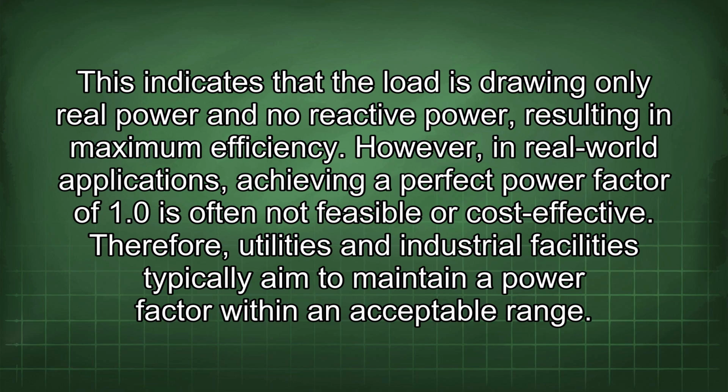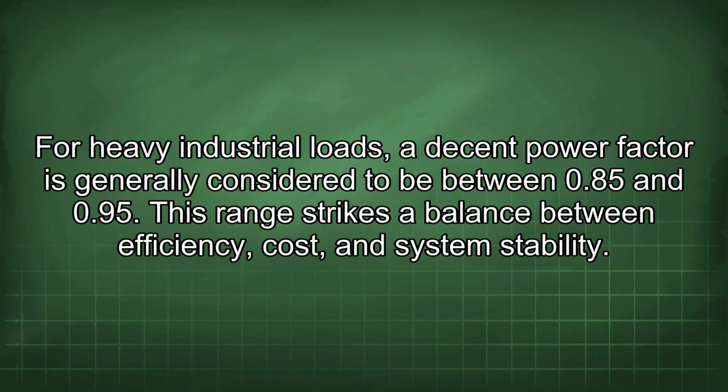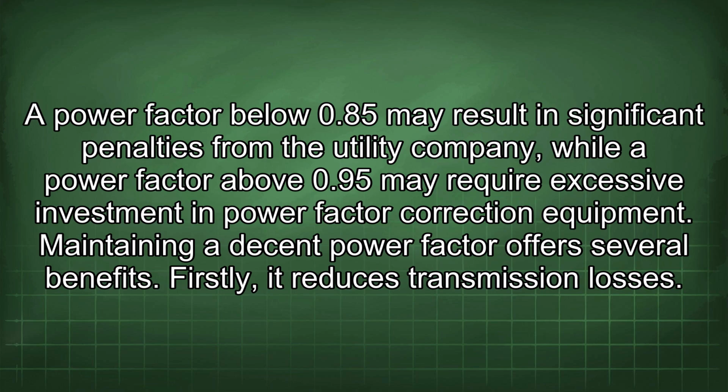Therefore, utilities and industrial facilities typically aim to maintain a power factor within an acceptable range. For heavy industrial loads, a decent power factor is generally considered to be between 0.85 and 0.95. This range strikes a balance between efficiency, costs, and system stability. A power factor below 0.85 may result in significant penalties from the utility company, while a power factor above 0.95 may require excessive investment in power factor correction equipment.